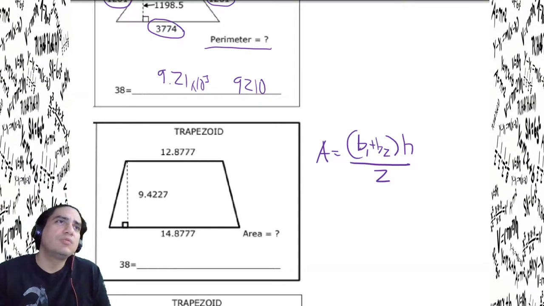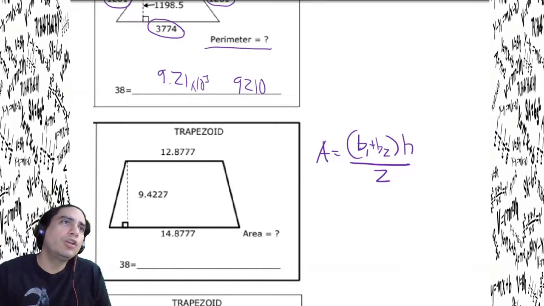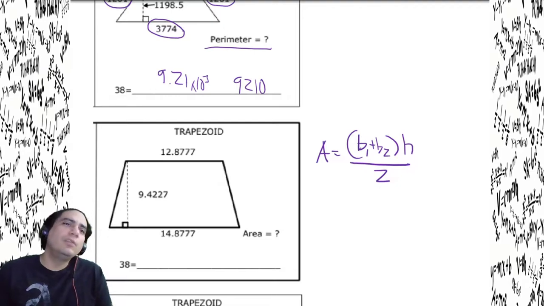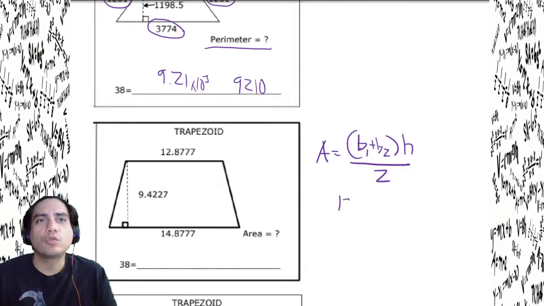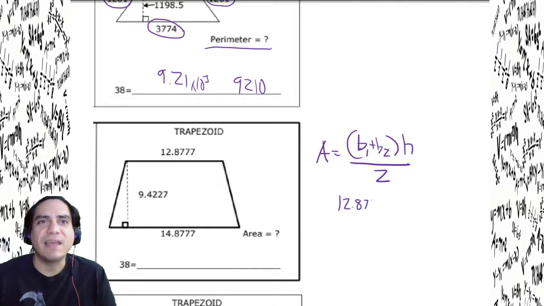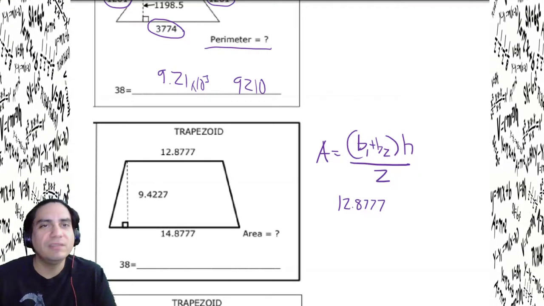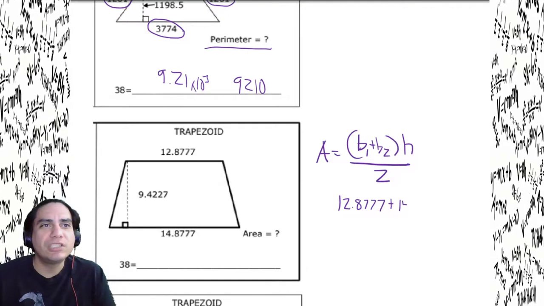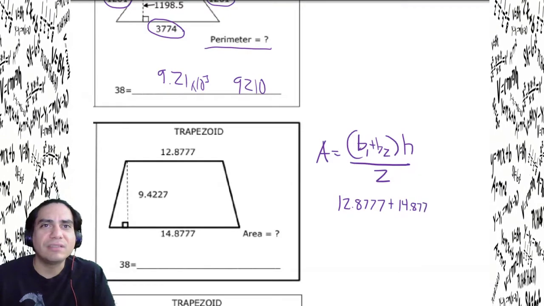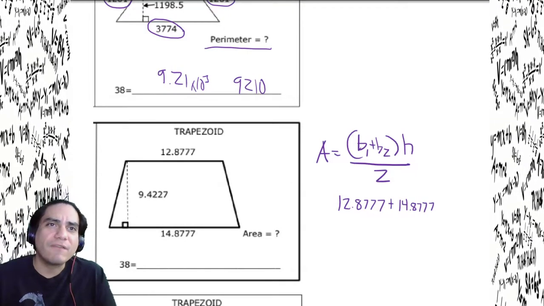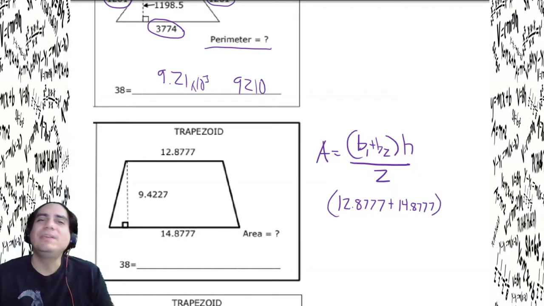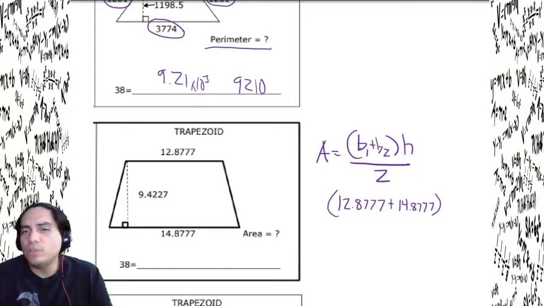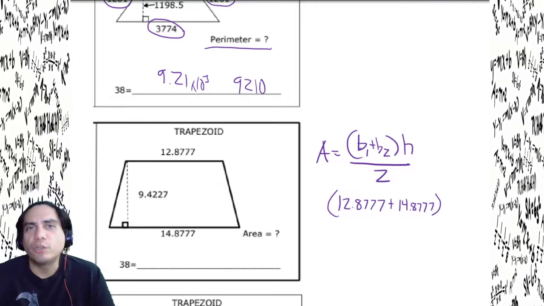Now, sometimes we like to do those things in different orders and so forth, but technically the formula just remains the same. What we're going to go ahead and do here is get 12.8777, which is our first base. We're going to go ahead and add it to 14.8777. Now, I say it's my first base and this is the second base, that 14.8777, because the numbers are pretty arbitrary. It doesn't matter which one's the first or the second one.